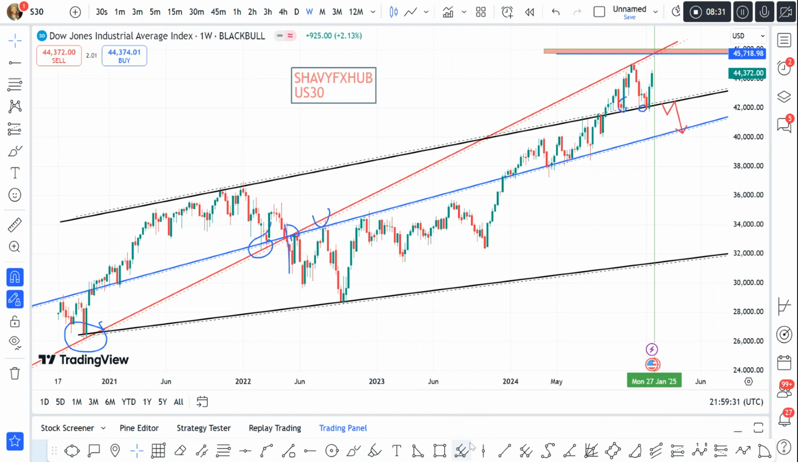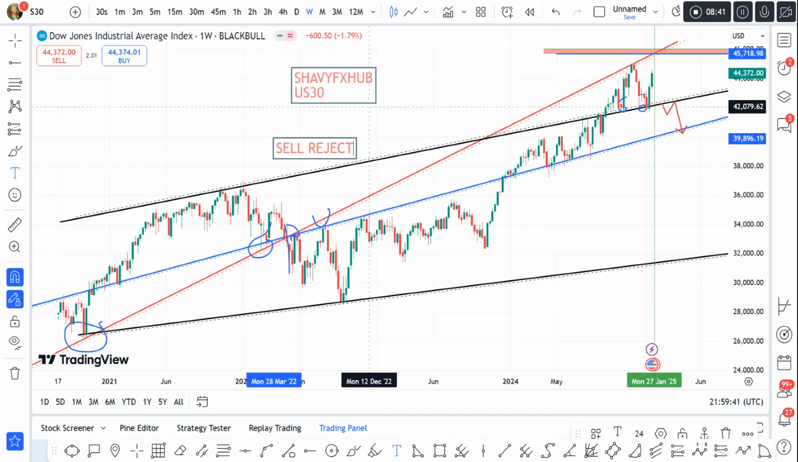So if we are estimating a sell this week, we are looking for weekly sell rejection. So our sell rejection is going to be at that level. So I will state it, sell rejection on weekly will be 45,718.98. So that is what I expect for the week where we have a potential sell rejection.